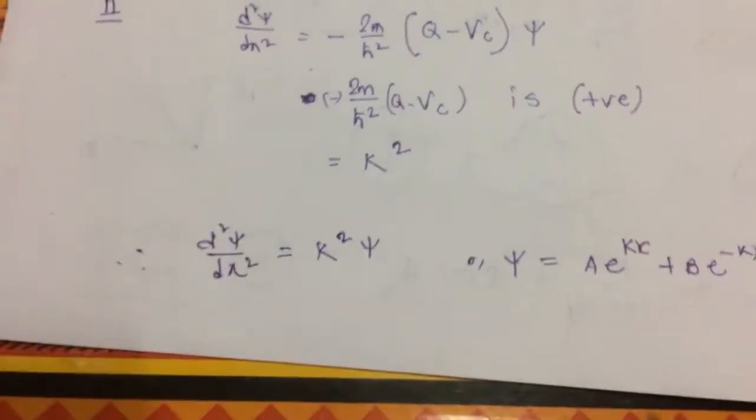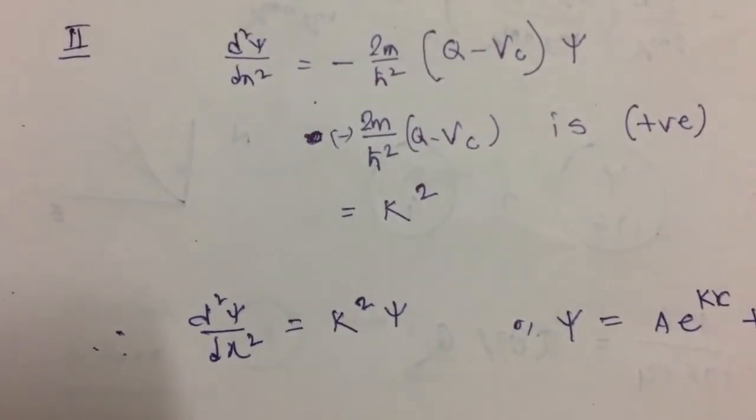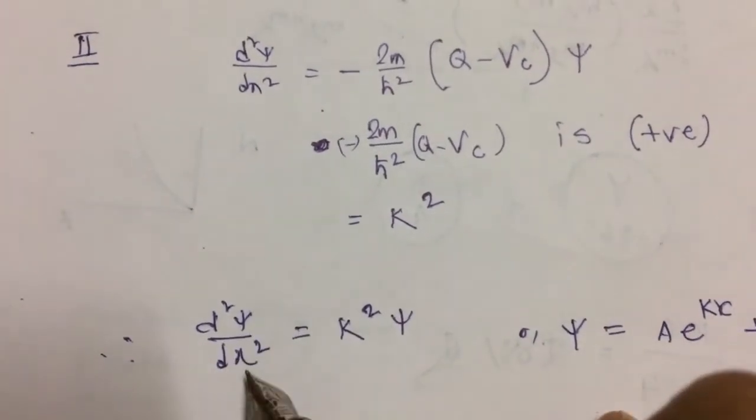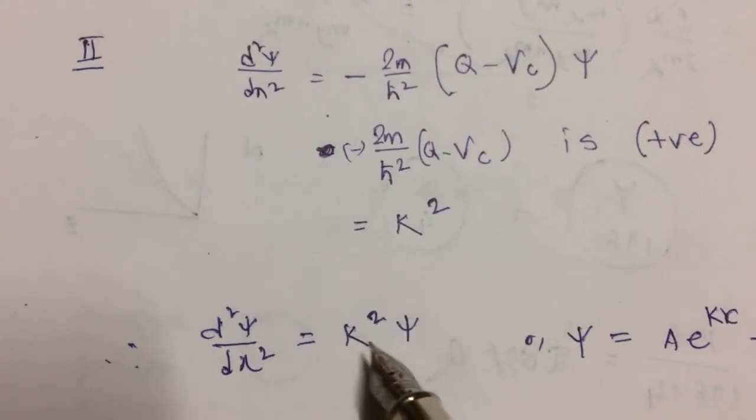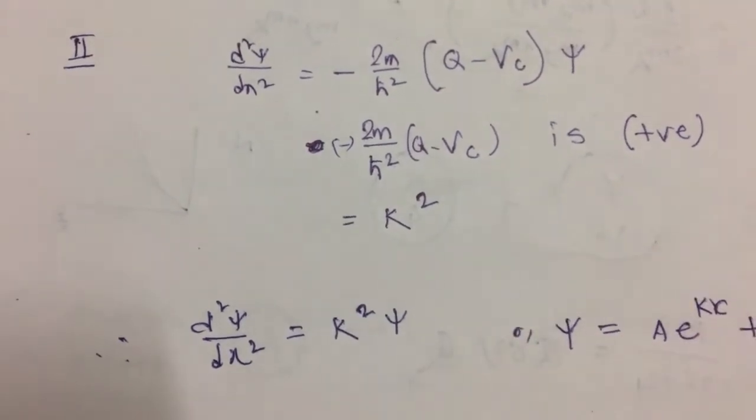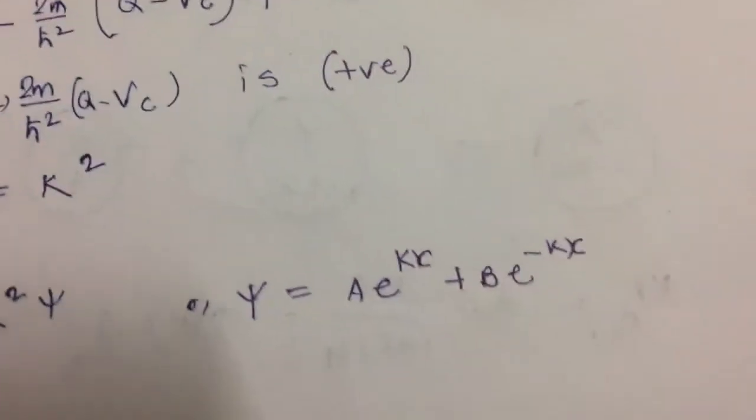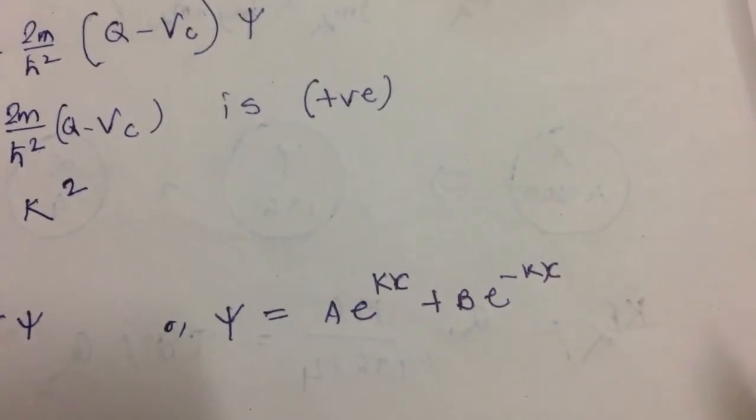Now we will discuss alpha decay, where the time independent Schrodinger equation for a particular nucleus with Z number of protons and A number of nucleons will become d2 psi dx square equal to k square psi, where k square is a positive quantity. A nucleus decays into two daughter nuclei. And the solution will be like this. This is the parent nucleus, these two are daughter nuclei.